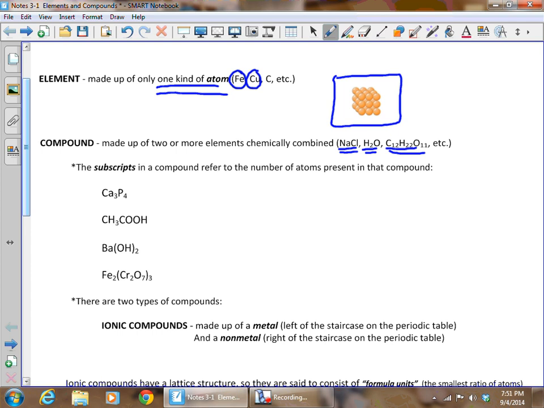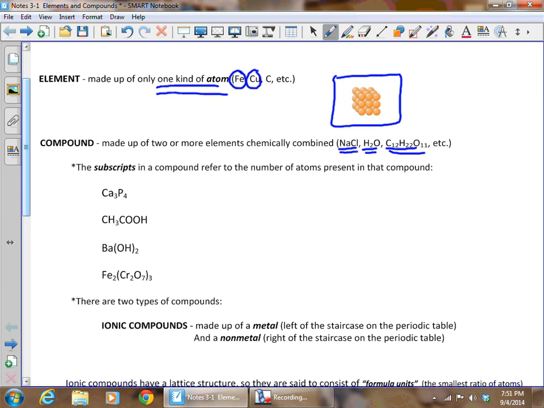When we have a compound, the subscripts in the compound refer to the number of atoms that are present in that compound. So one of the worksheets that you're going to be doing involves counting up the atoms of each element that are in the compound, and this is what I want it to look like.